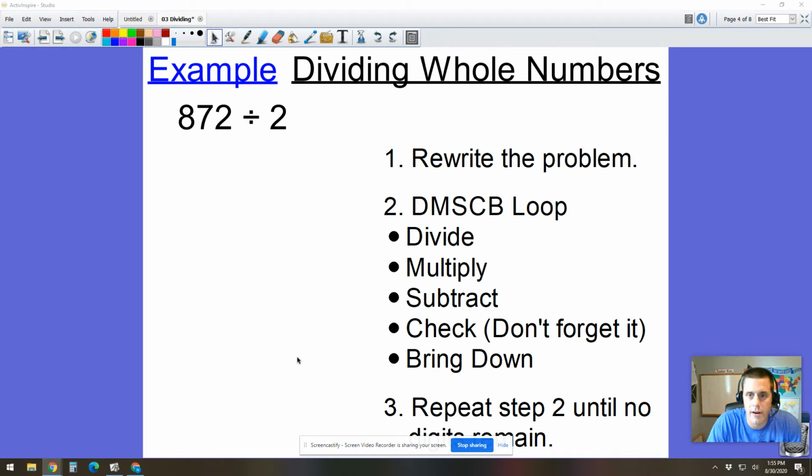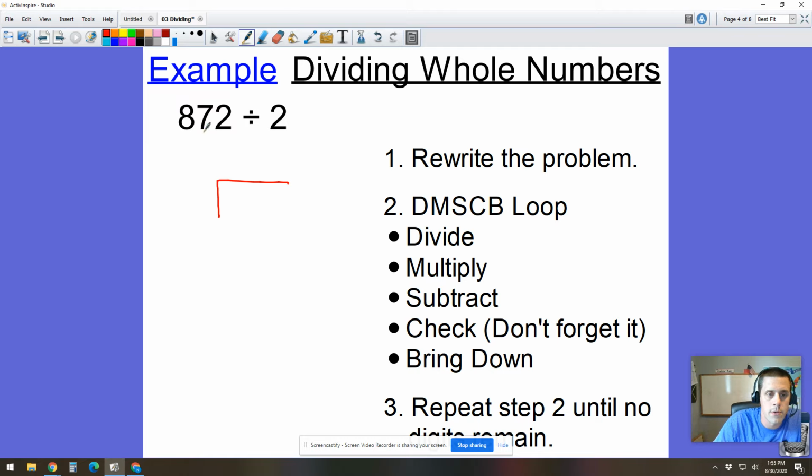We're going to cover the very last operation in our review of the basic mathematical operations today with dividing whole numbers. So we have our first example on the screen, 872 divided by 2. Now if we're going to work this out by hand, the very first step we want to follow is to rewrite the problem, and we're going to write this in the form of long division. So we're going to start with a long division bar.